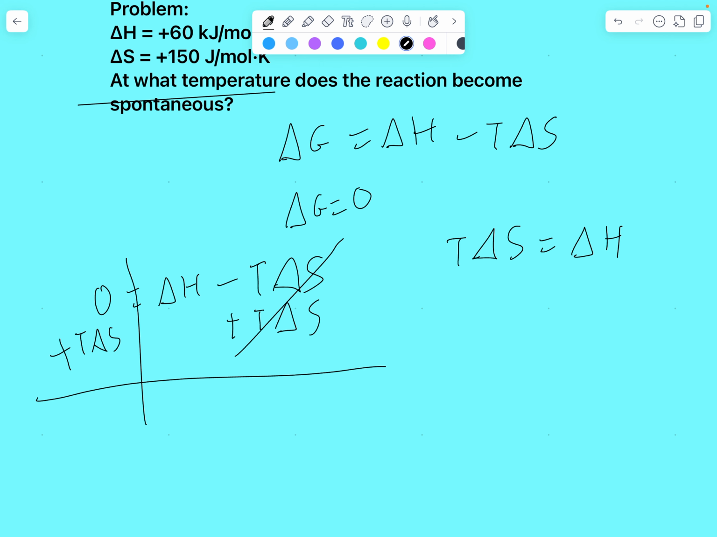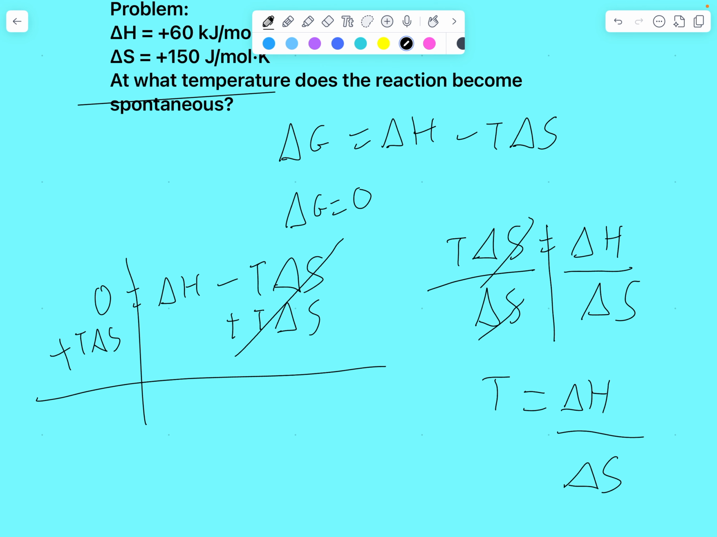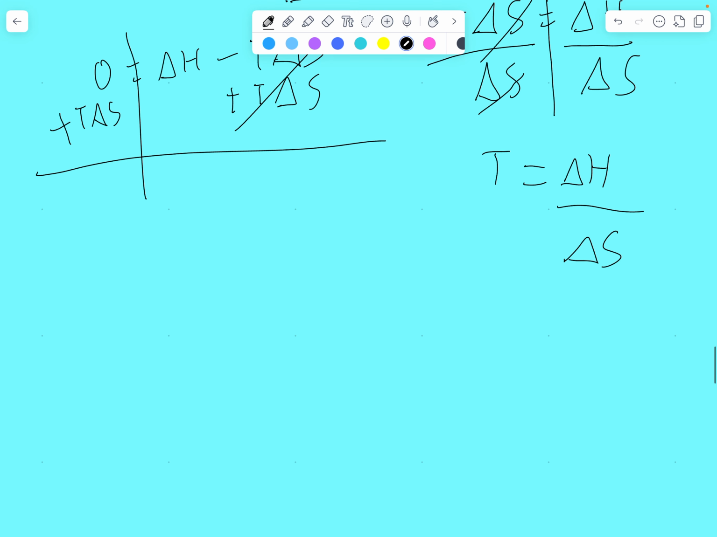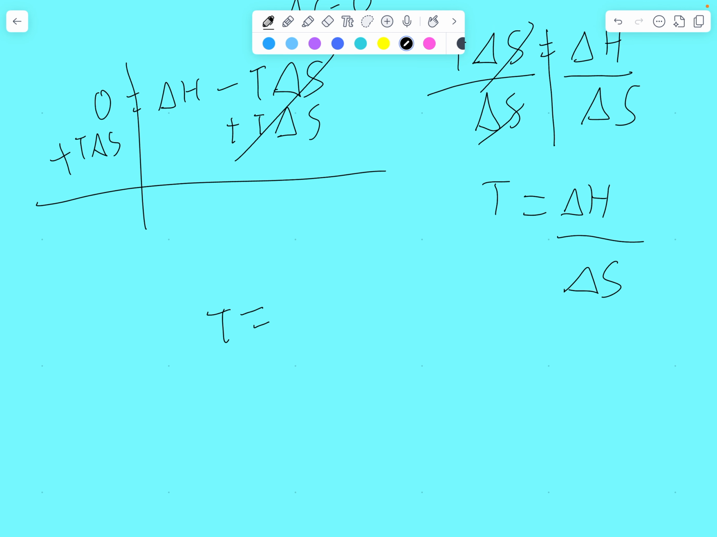Then I'm going to divide both sides by delta S, because I want to know what T is, not T delta S. So my new formula is T equals delta H over delta S. This is the formula I've got to use, so I'm going to plug it in at this point. Temperature is going to be delta H divided by delta S.